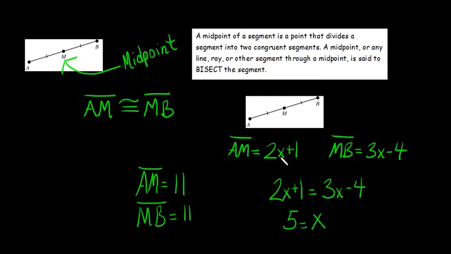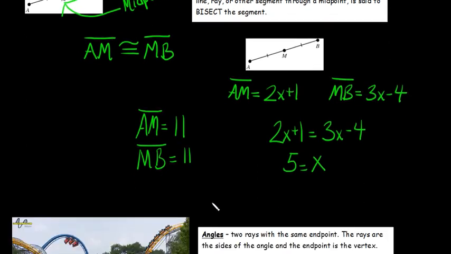So when I do that through my algebra skills, I get that 5 is equal to x, and so I substitute that back in, and now I find that segment AM is equal to 11 and segment MB is equal to 11. All right, we're going to move on down and talk about angles now.